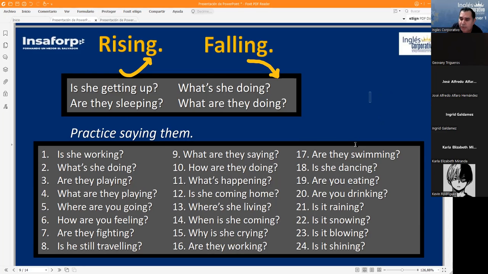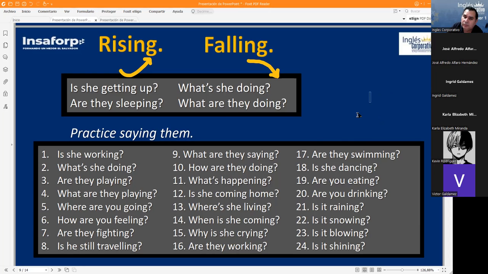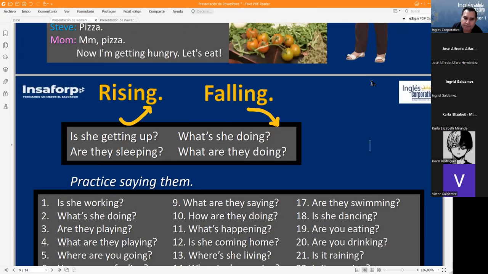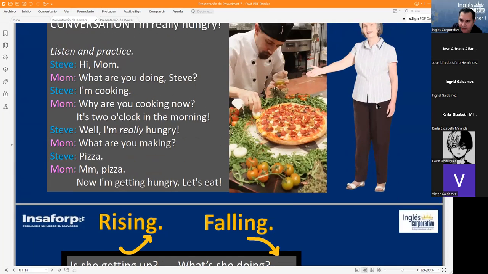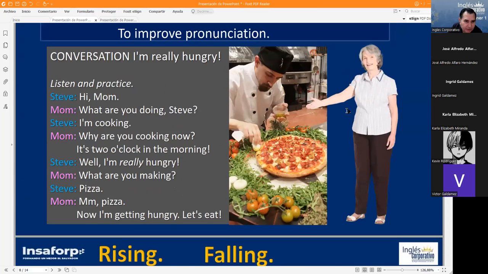Teacher. Tell me, my friend. Una consulta. En el caso, los que van para abajo son los que están con WH. Y todos los que no sean WH van para arriba, rising intonation. Yeah. Okay. Vamos a practicar ambas cosas, pero primero la conversación.